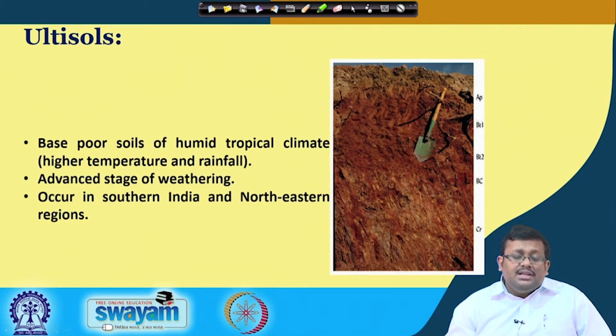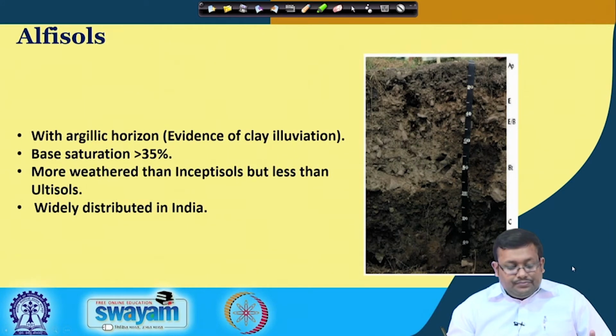Another important soil is called ultisols. It is basically a highly weathered soil which is base poor, and it generally occurs in humid tropical climate where higher temperature and rainfall are there. And obviously, as I have told you, it shows advanced stages of weathering, and it occurs in southern India and northeastern regions of India.